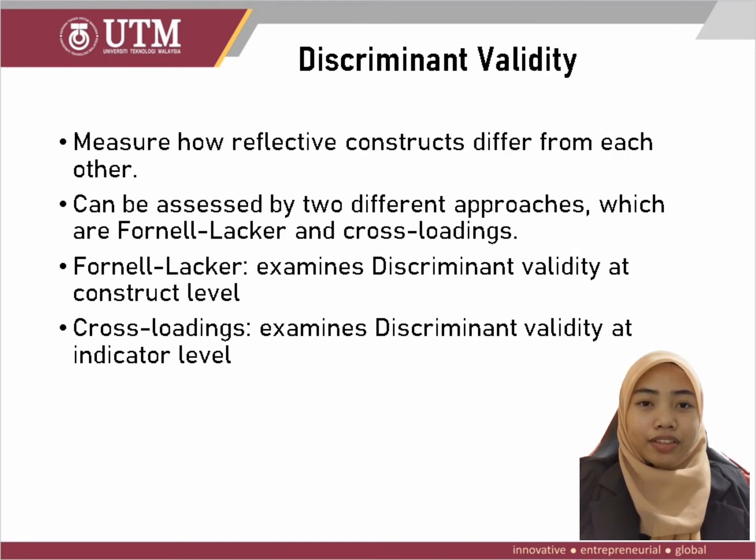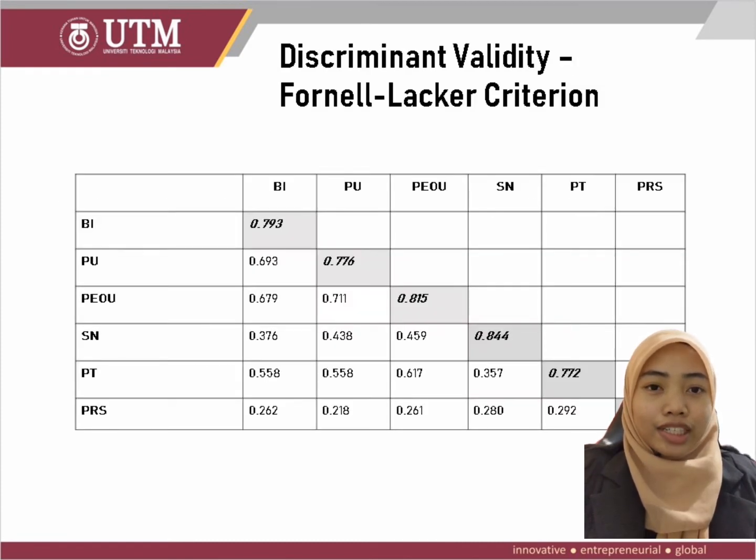Furthermore, discriminant validity. Discriminant validity is used to measure how reflective constructs differ from each other. It can be assessed by two different approaches, which are Fornell-Larcker and cross-loading. The Fornell-Larcker criterion is used to examine discriminant validity at construct level. Based on the table, all the square roots of AVE are greater than all inter-construct correlations. Therefore, discriminant validity is achieved.